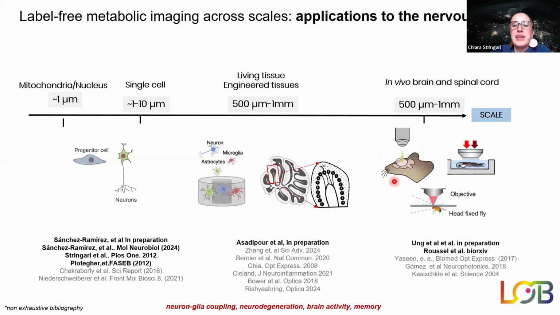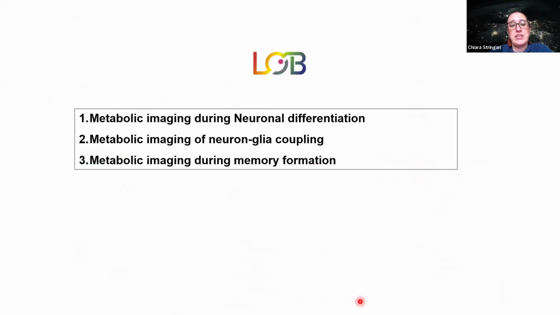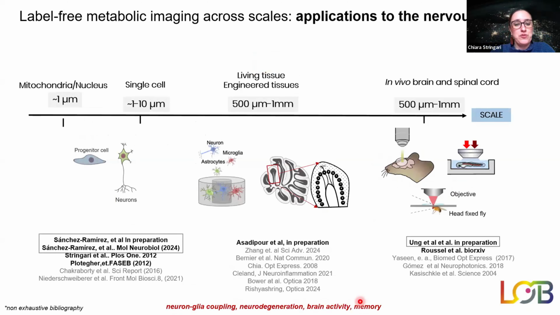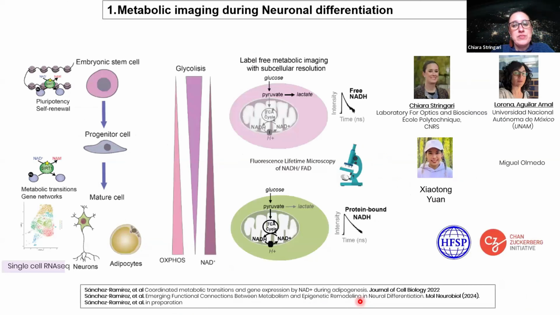For example, in the brain of the mouse, zebrafish, and also the Drosophila brain. The applications are really to study neuroglial coupling, neurodegeneration, brain activity, and also memory. So I'm going to give you an update about what we've been doing at the LOB, and in particular during neuronal differentiation.